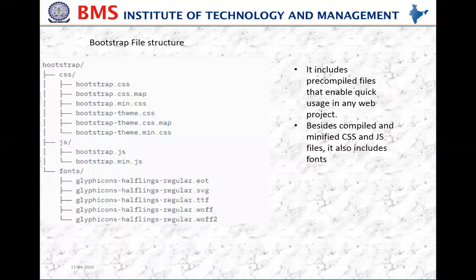This is another version of pre-compiled file structure. So you can use any one of them, but this is more preferred. Bootstrap basically consists of CSS, JavaScript, and various fonts which are built in. This includes the pre-compiled files that enable quick usage in any web projects. This is compiled and minified CSS and JS. It also includes fonts with various kinds of styles. All these things that you're seeing are inbuilt.